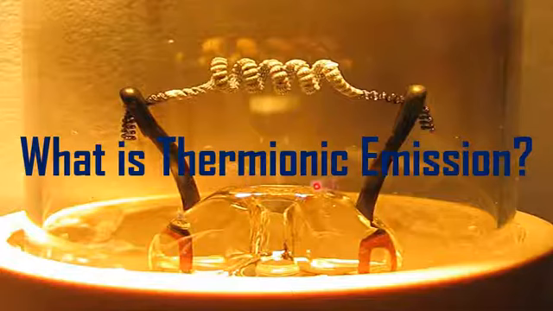Whereas the process thermionic emission means the emission of ion by the application of heat. So in thermionic emission, usually the ions are liberated, the ions are removed from the surface of the metal upon the application of heat.